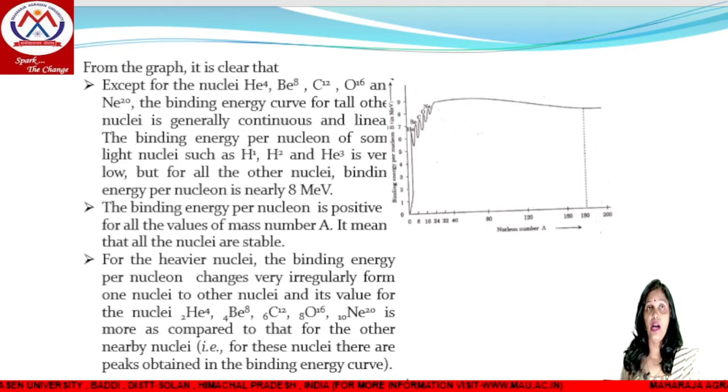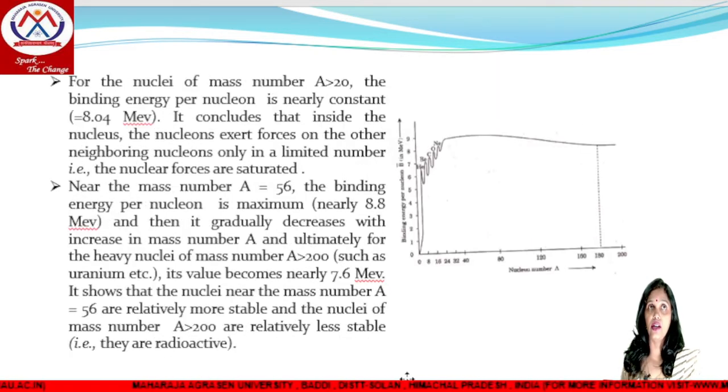For heavier nuclei, the binding energy per nucleon changes very irregularly from one nuclei to other nuclei, and its value for the nuclei helium, beryllium, carbon, oxygen, neon is more as compared to that for the other nearby nuclei. That is, for these nuclei, there are peaks obtained in the binding energy curve. For the nuclei of mass number A greater than 20, the binding energy per nucleon is nearly constant, 8.04 MeV.